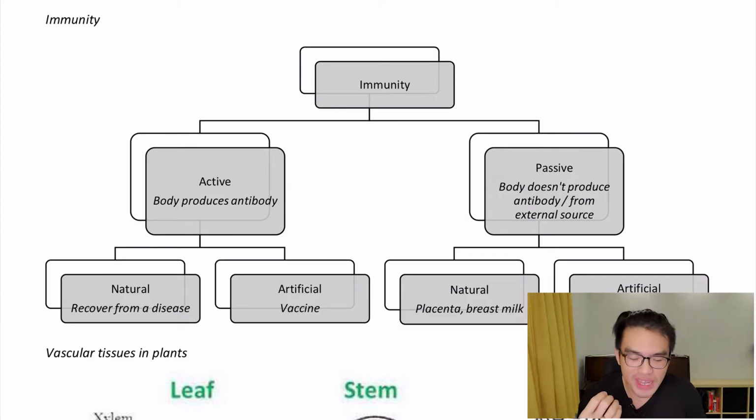So why not get natural active? Because not everyone can survive natural active. Would you go and get smallpox? Would you go and get tuberculosis? You might not survive it. This is why we take artificial active, which is our vaccine.